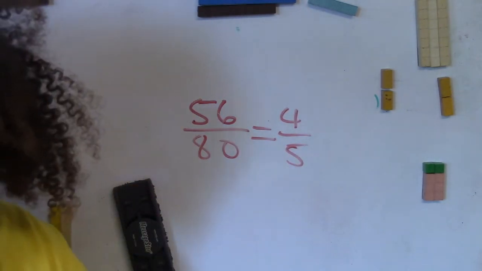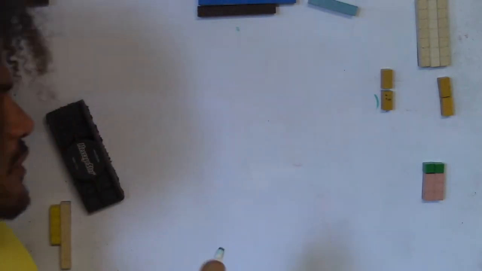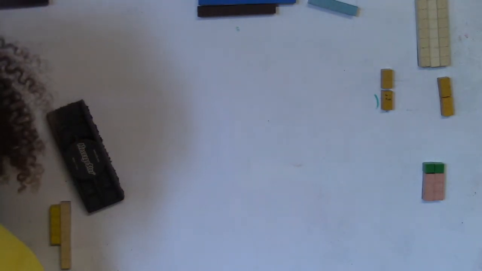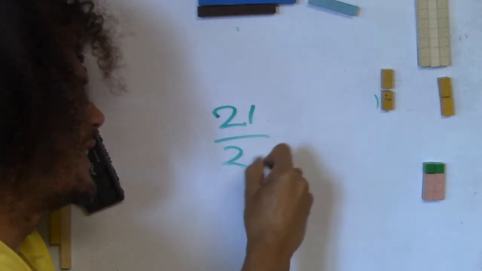Alright, let's try another one. I think you're doing great, actually. I'm quite impressed. Like, I thought you were going to hum and haw about that one, but you got it immediately. Alright. How about 21/28?